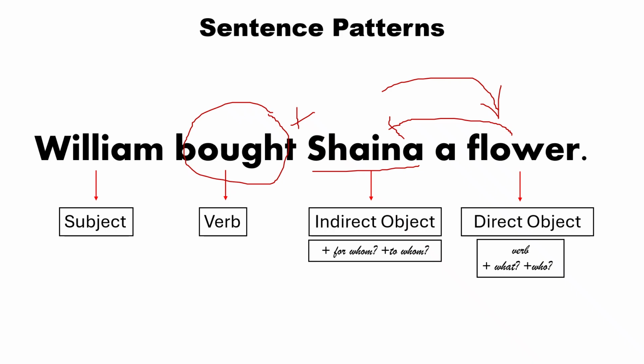You have the subject, verb, indirect object, and direct object. And the rest of the words there are simply modifiers. So we have a remaining word here, a, so that is a modifier of flower, and that will be an adjective in there.